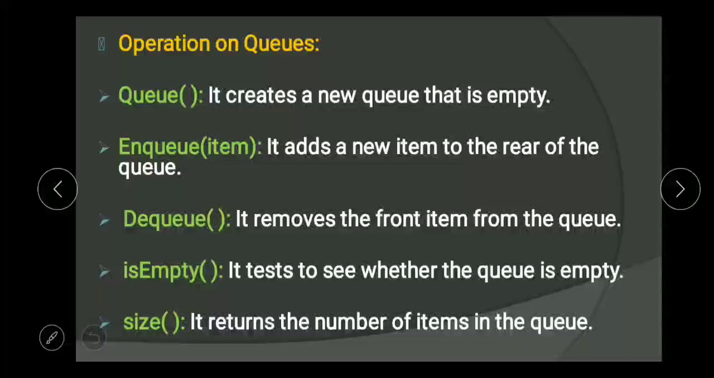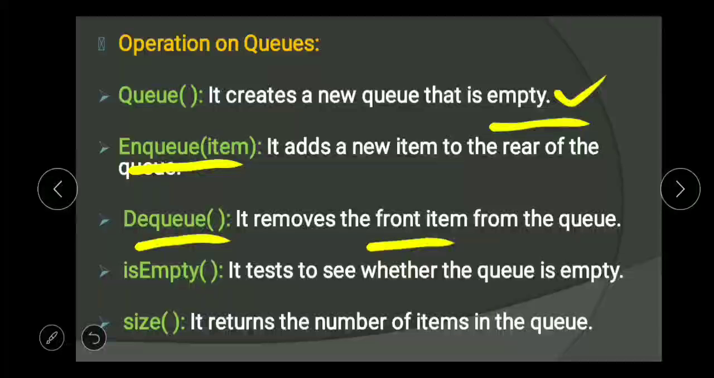First we create an empty queue using the queue operation. Then if you want to insert an element in this empty queue, we use the enqueue operation. After adding some items into the queue, if we want to delete an item from that queue, we use the dequeue operation. It removes the front item from the queue, because deletion in the queue is performed at the front end, right? So it removes the front item from the queue.